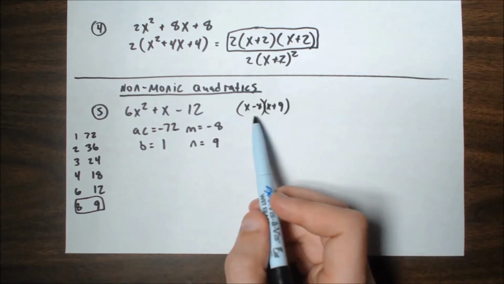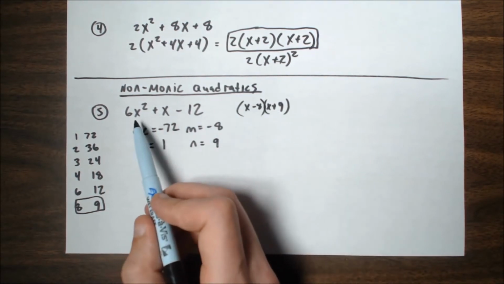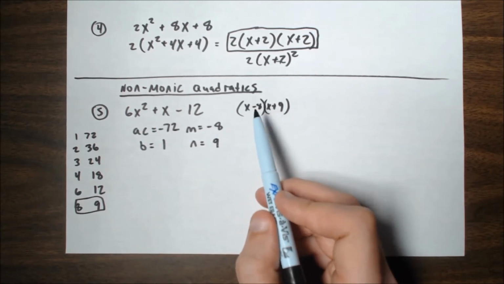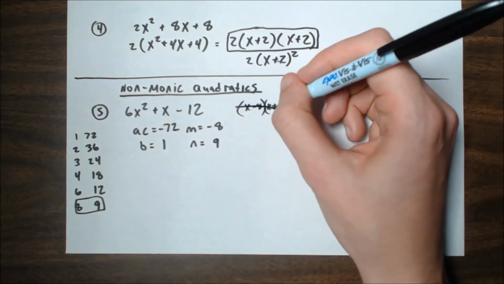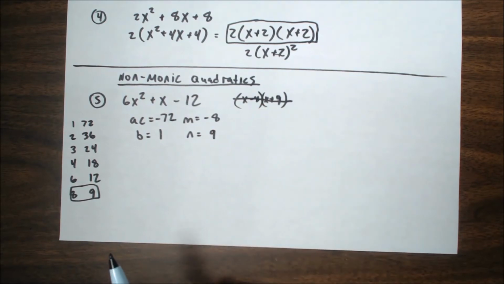Now, if I were to multiply these together, look at the very first term. x times x is x squared, not 6x squared. So you know that regardless of whatever else happens, you're not going to get the right starting term, so this can't be the right way to do it, okay? So with a non-monic quadratic, you got to do something different with these, okay?